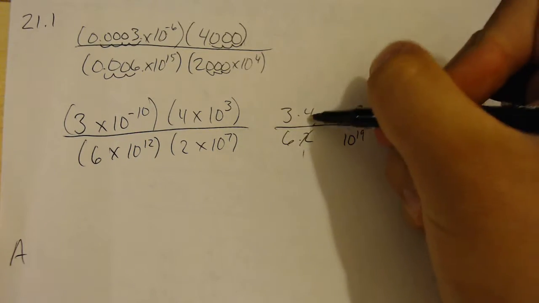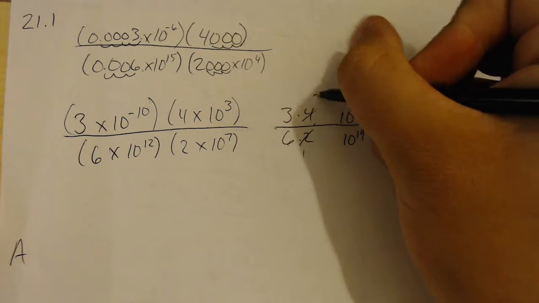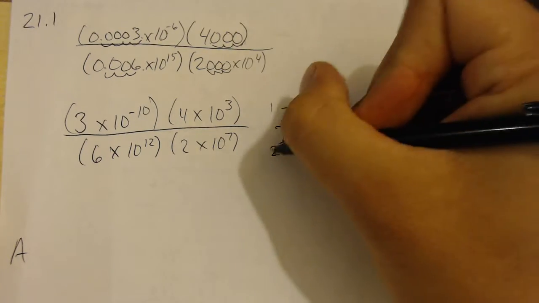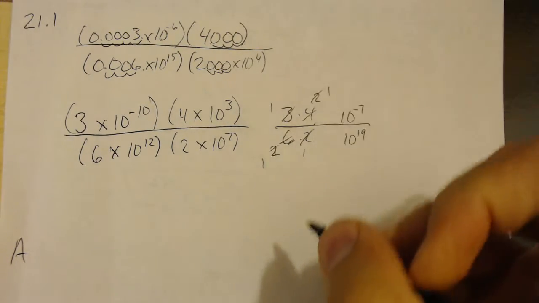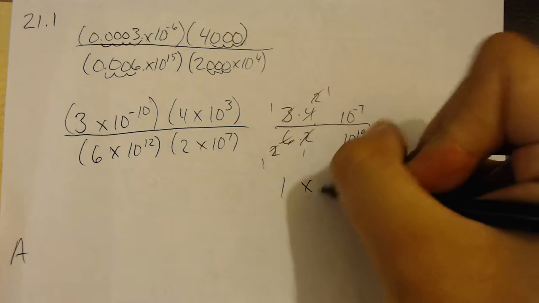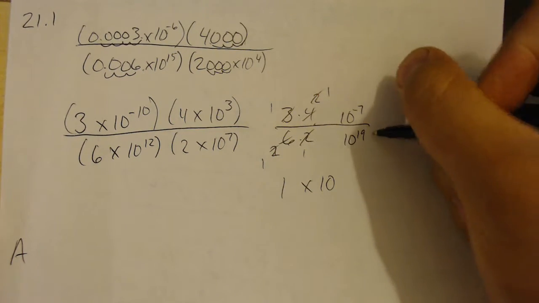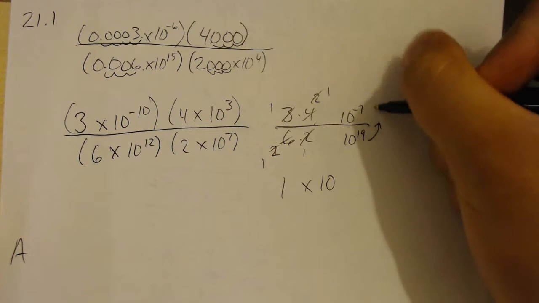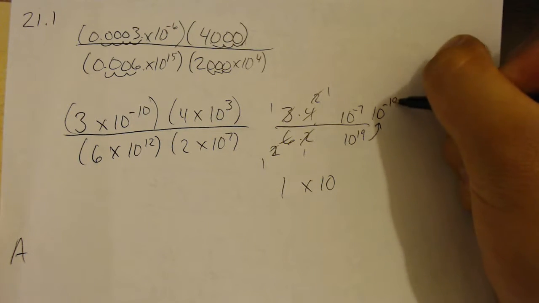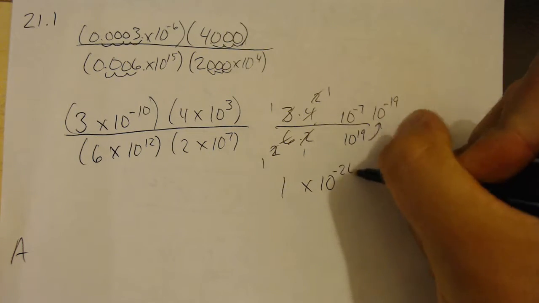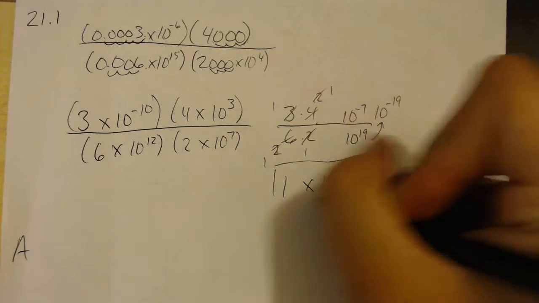From here we can cancel: 2 and 4 become 1 and 2. 3 and 6 also become 1 and 2. And then 2 and 2 both cancel to become 1. So our final whole number is just going to be 1 times 10 to whatever these two exponents combine to. So we'll take the 19 and move it to the numerator. It becomes 10 to the negative 19. Negative 19 and negative 7 add up to negative 26. And that is our final answer.